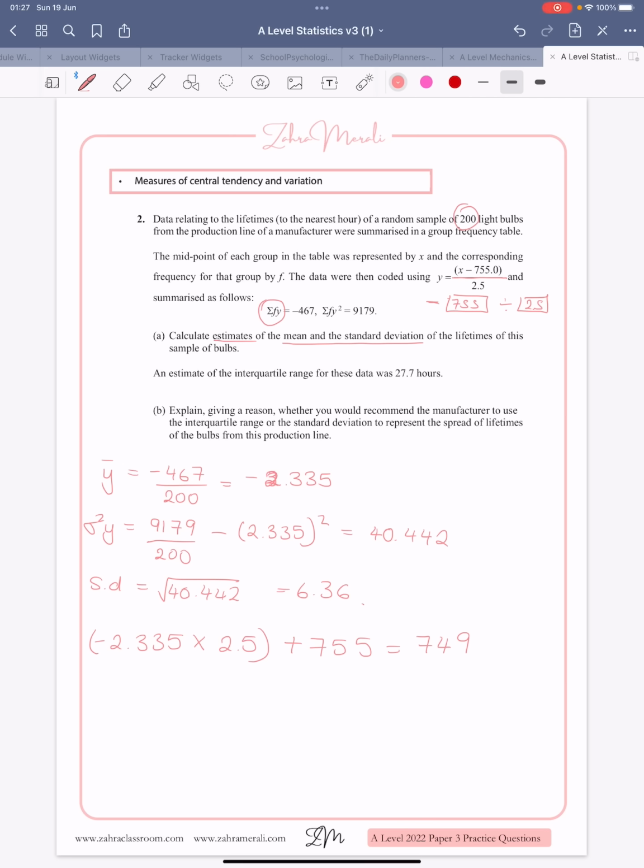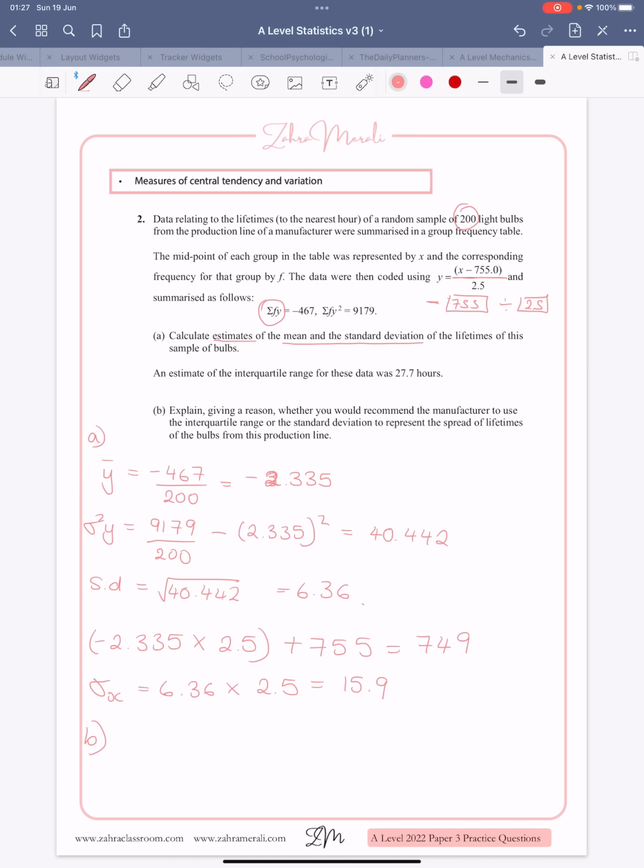For the standard deviation, however, it's only affected by multiplying or dividing by anything. So we don't do this minus bit here, or add it back, we're actually just going to take the 2.5. So your standard deviation of x is going to be your 6.36 multiplied by your 2.5. You get 15.9.